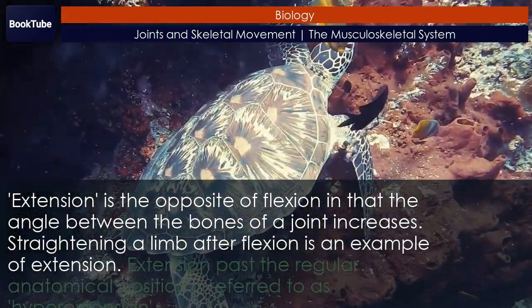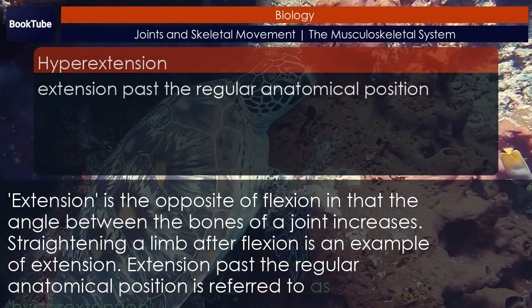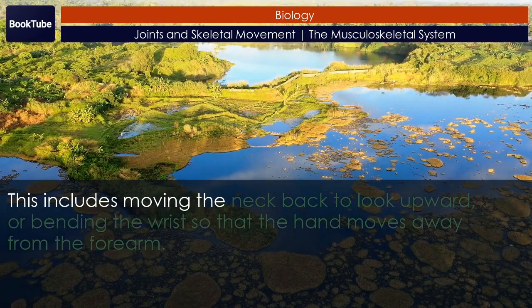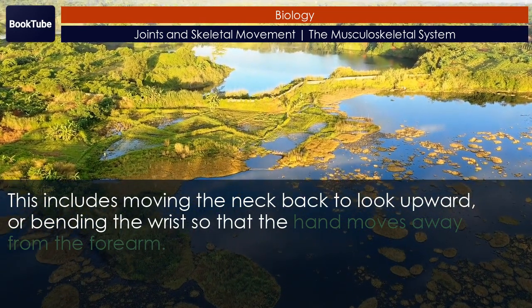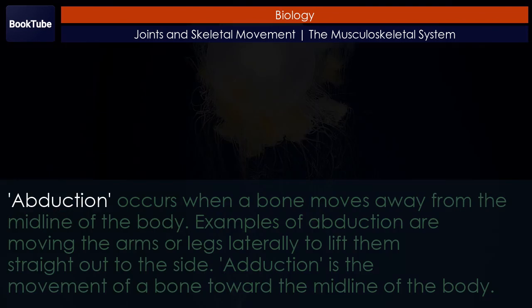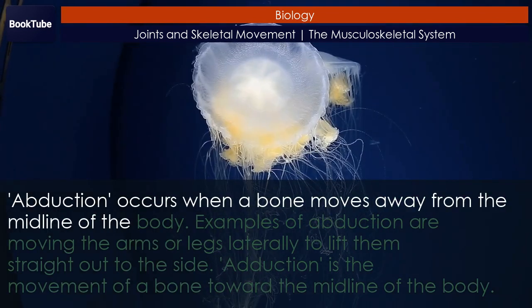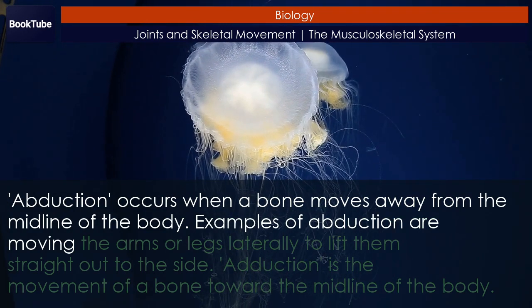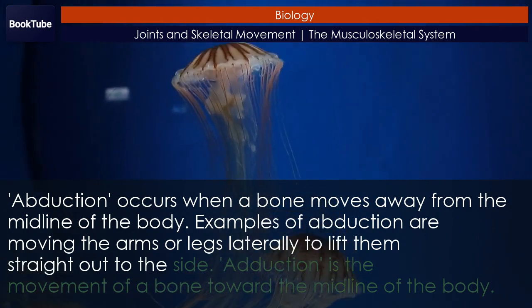Extension past the regular anatomical position is referred to as hyperextension. This includes moving the neck back to look upward, or bending the wrist so that the hand moves away from the forearm. Abduction occurs when a bone moves away from the midline of the body. Examples of abduction are moving the arms or legs laterally to lift them straight out to the side.